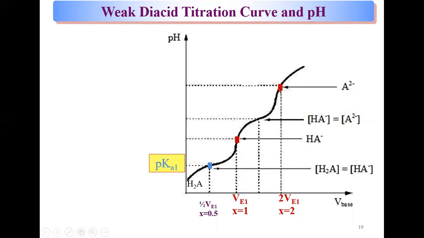quite a bit of steepness of the slope here indicating a rise in pH. And then at the second equivalence, I have A2 minus, which cannot react further with OH minus, and thus at the end here, this is where OH minus is in excess. Great, so that gives you the shape of the curve. This on its own looks like a weak acid, and this from this part upwards looks like another weak acid. So it's a diacid.